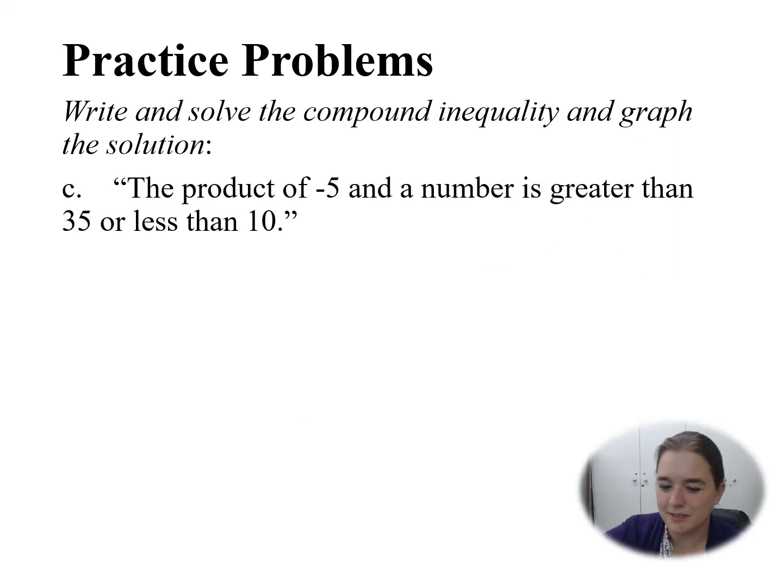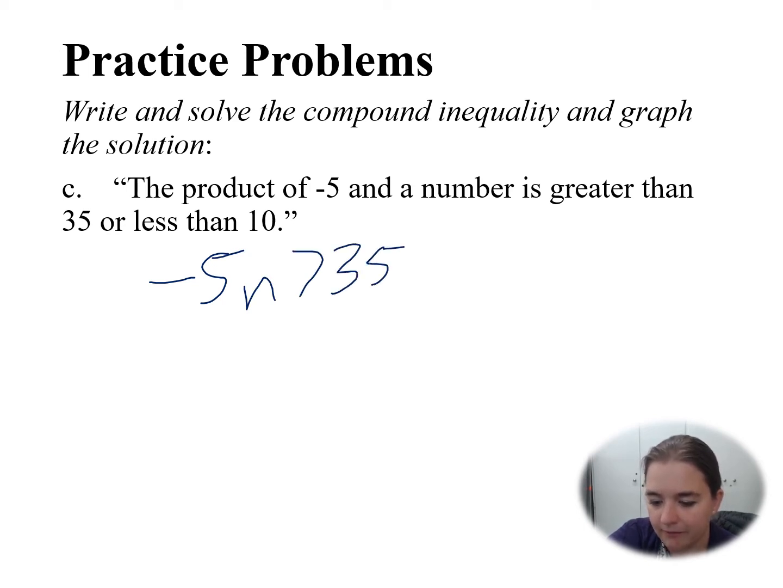So now let's make it one step more challenging. We're going to have to write and solve the compound inequality and graph the solution. The first piece that I see is that the product of -5 and a number is greater than 35 or less than 10. So I see the product of -5 and a number, I'm going to use n as my number, is greater than 35, or the product of -5 and a number is less than 10.